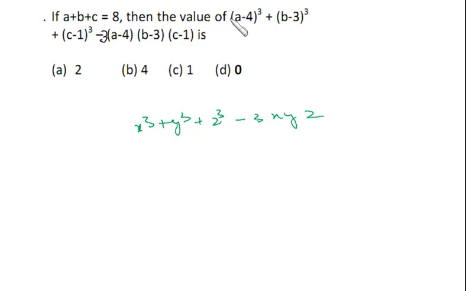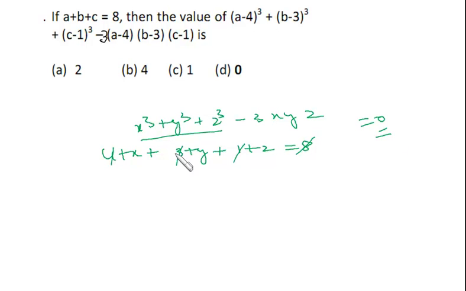Now instead of a, see a minus 4 is equal to x, that means a is equal to 4 plus x, right? So it is 4 plus x, similarly it is 3 plus y, similarly it is 1 plus z is equal to 8. I put up the value of a, b, c over here in terms of x, y, z. Now 4 and 3 is 7 and 1 is 8, and 8 minus 8 is 0. So x plus y plus z is 0. So if x plus y plus z is 0, x cube plus y cube plus z cube will be 3xyz. So if it is 3xyz minus 3xyz, the value will be 0, right? I hope you are clear.